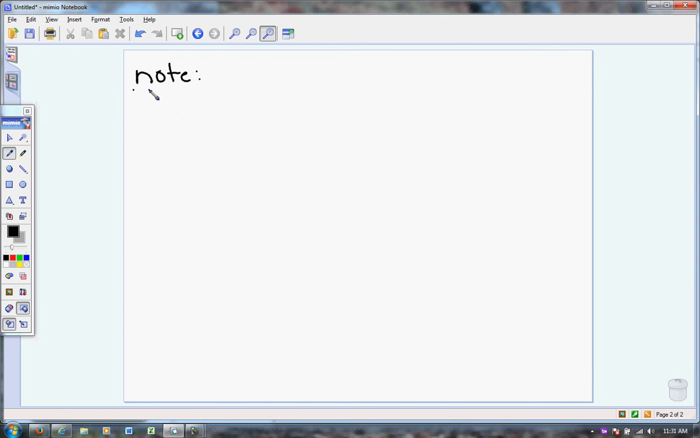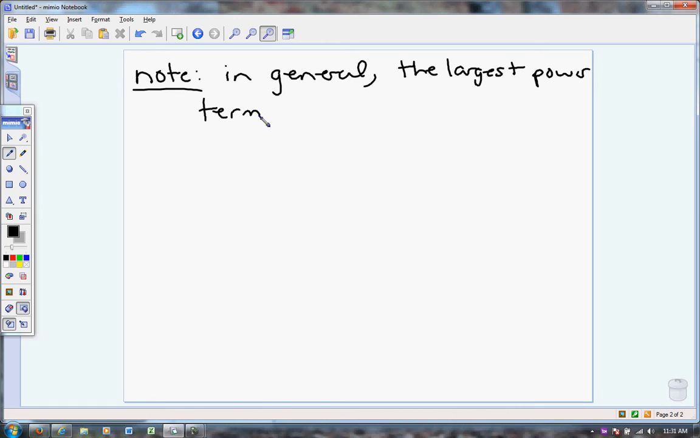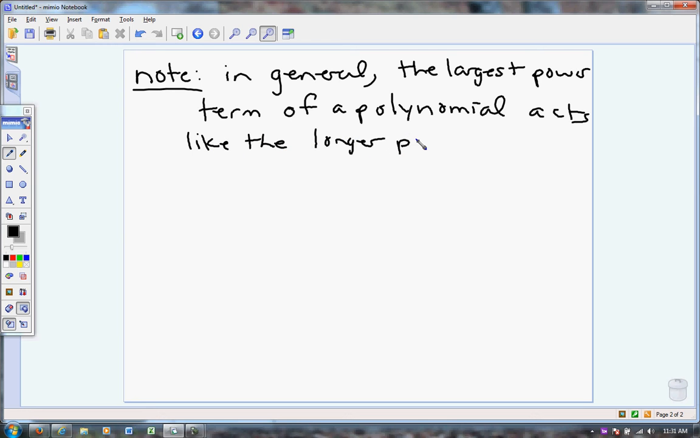So I want to summarize with a note here. Note, in general, the largest power term of a polynomial, now notice we're talking about a polynomial, acts like the longer polynomial at positive infinity and negative infinity, or very large and very small values.